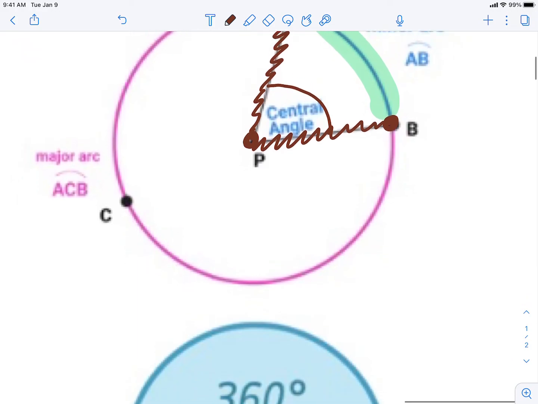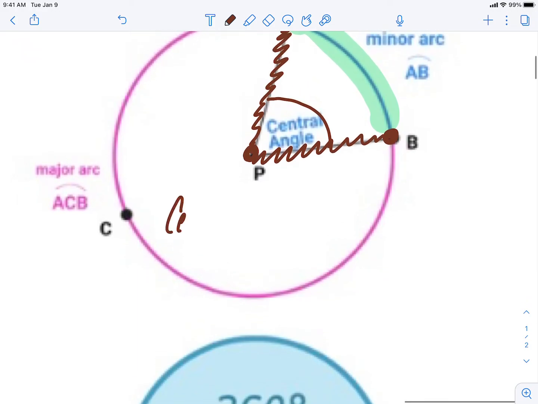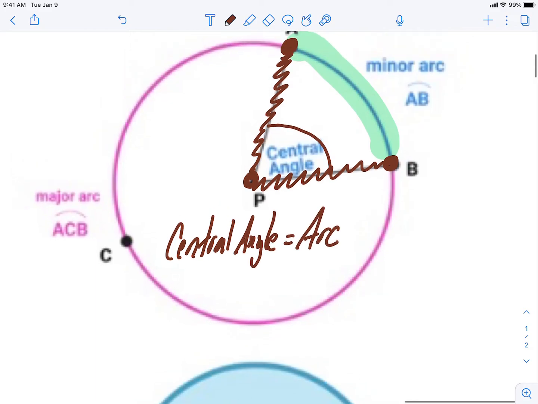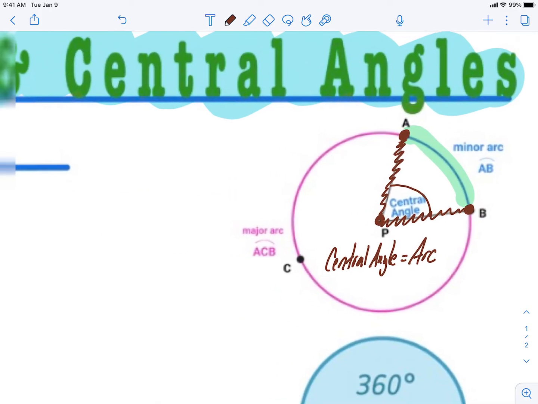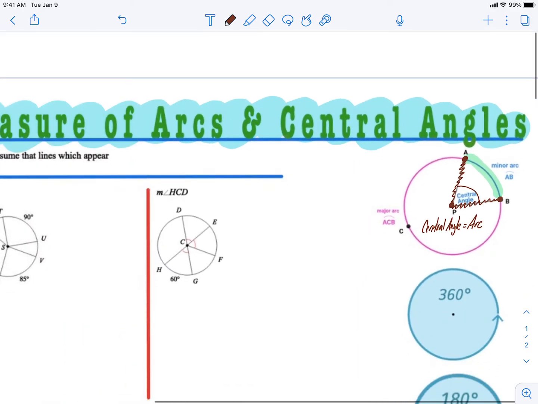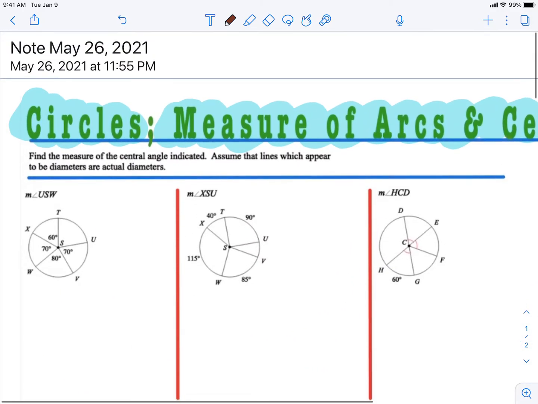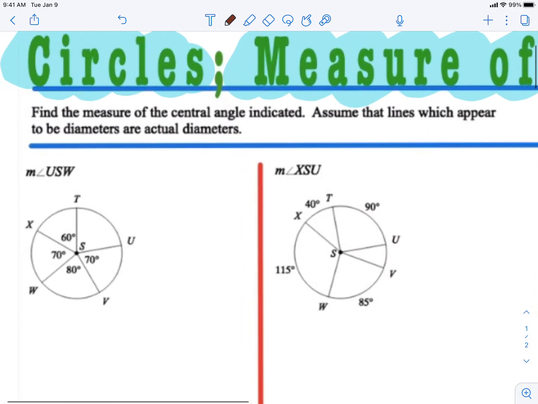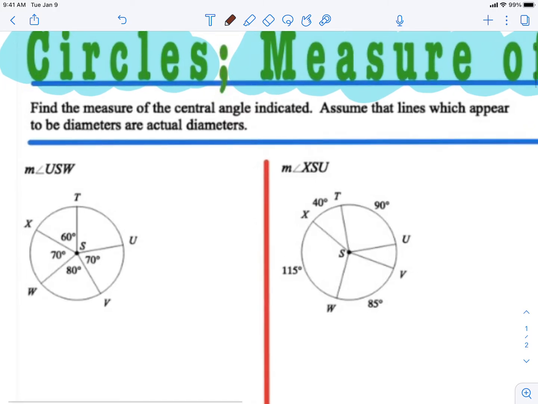Let us actually write that down here. So central angle was equal to the arc measure. There you go. Okay, so those are the things that we learned. So let us get started on our examples so we can work on what is found in the worksheet.